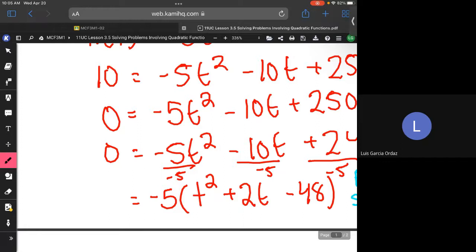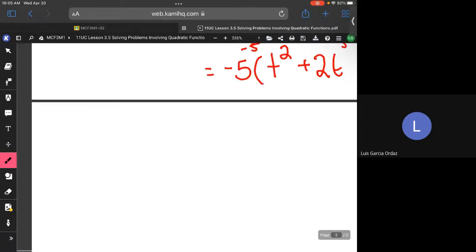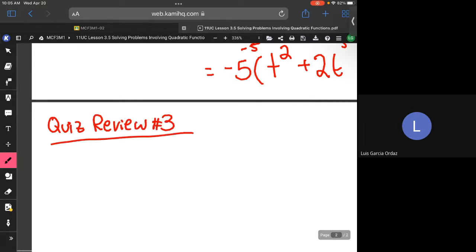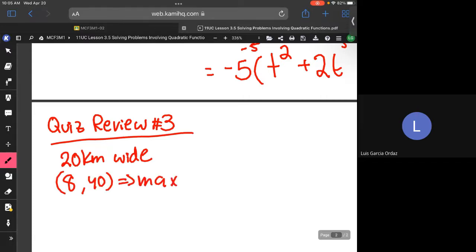Okay. So for that one, this is the quiz review number 3, right? There's some key information here. We know that the bridge is 20 kilometers wide, and we know that the max happens at 8 and 40. If there's a max at 8 and 40, what does that tell you about the bridge? What else do we call a max? A vertex. So that would be the vertex of the bridge.